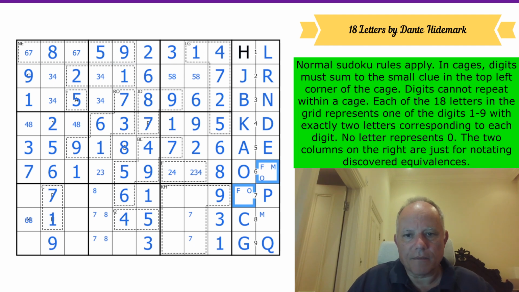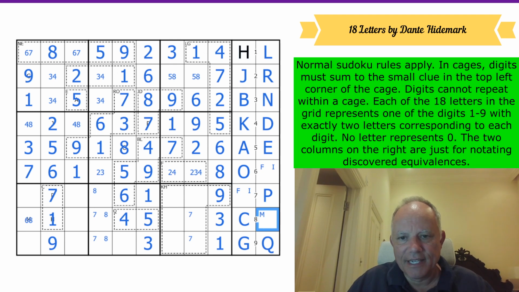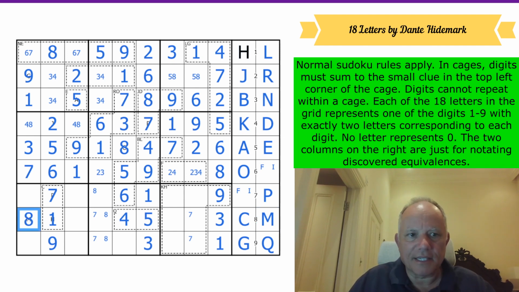Actually, let's tidy up the pencil marking. We don't want O in there anymore. I is now in there. So they're an FI pair, and that's not M, and M must be here. That must be right. I'm confident about that. M is an 8. Where does M go? Here. That's an 8. That fixes 4 and 8.